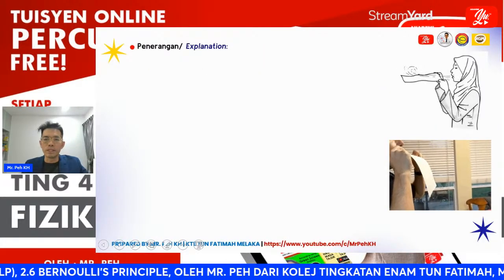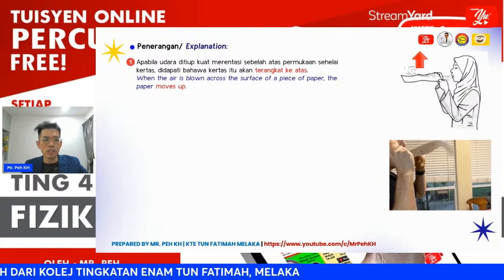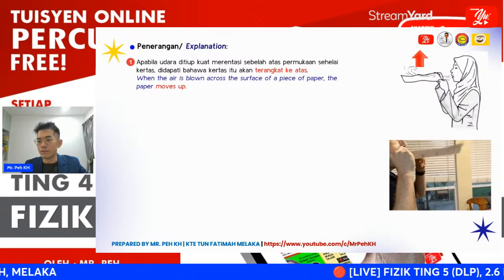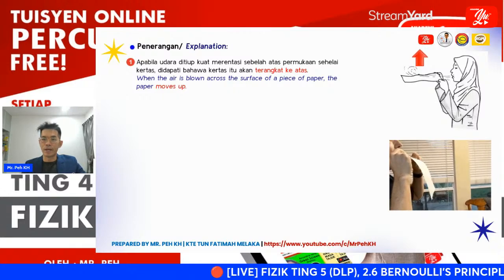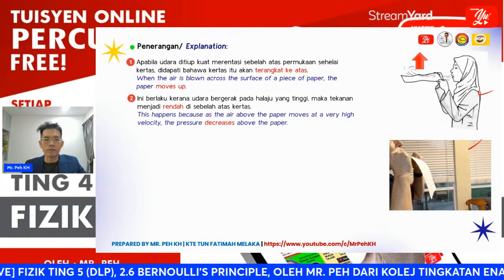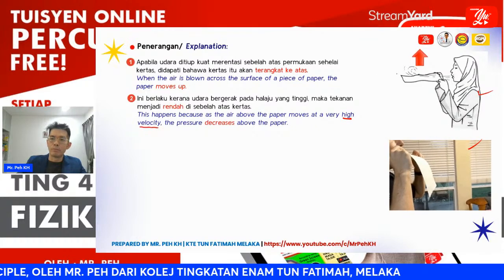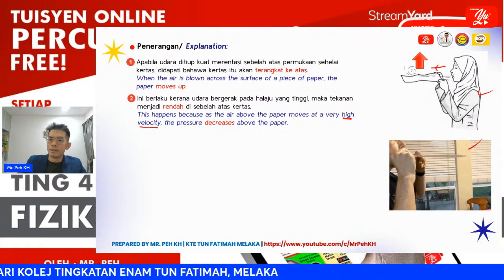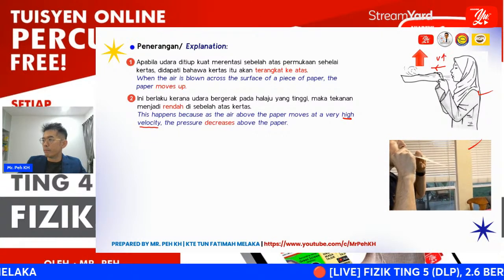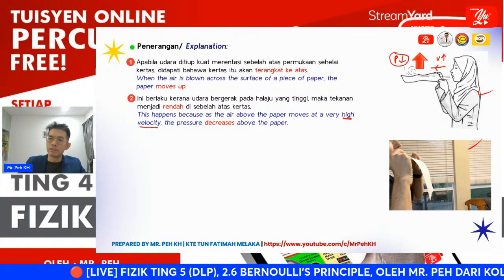Okay, so the explanation for this phenomenon is as follows. First, when air is blown across the surface of a piece of paper, the paper moves up. This is the observation we saw just now, and again I'm showing it in the diagram here. This happens because the air above the paper moves at a higher velocity. Because we blow the air above the paper, the velocity will be higher above the paper, and this creates a lower pressure region.